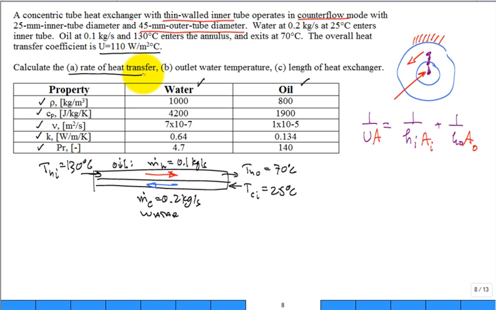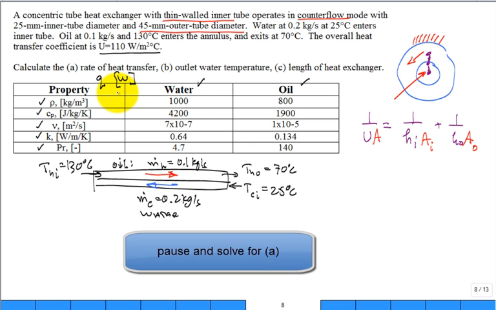What is the symbol for the answer for part A that we want to calculate? Q. And what would be the units for the answer for part A? Watts or kilowatts, something like that. How would you solve for it? I'm going to pause. I'm going to walk around and see how far you get on this one.